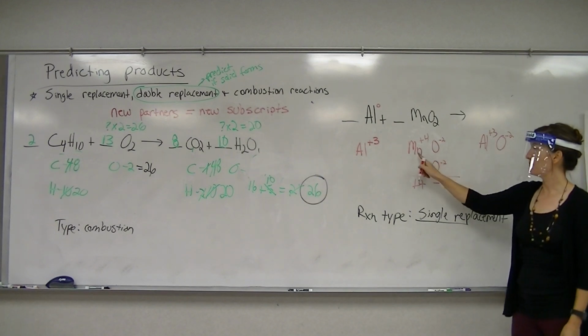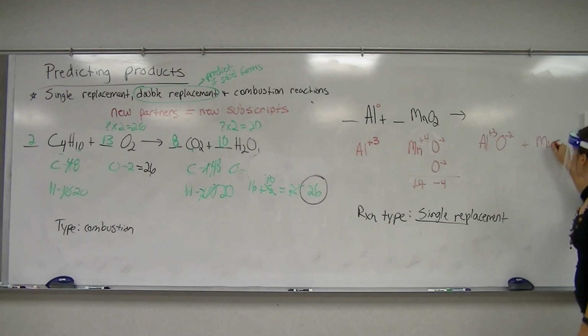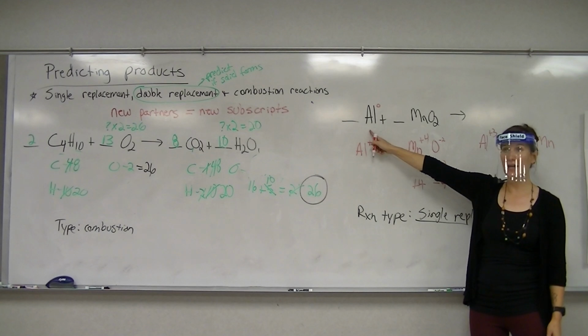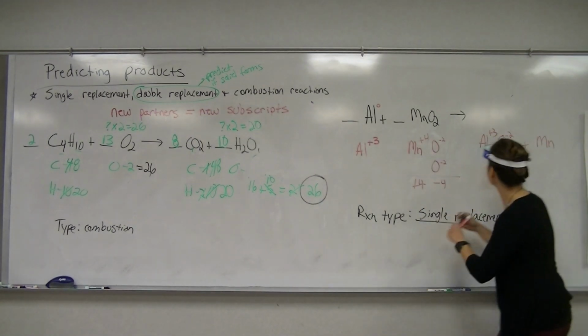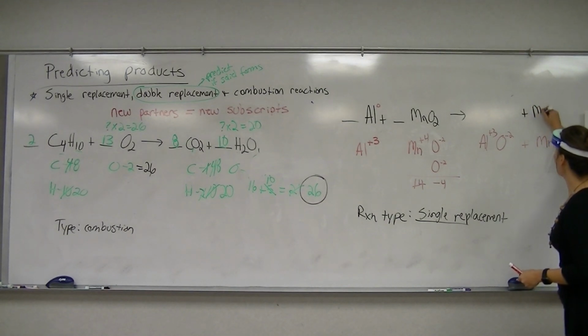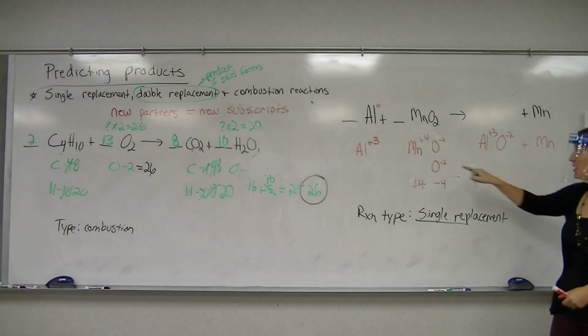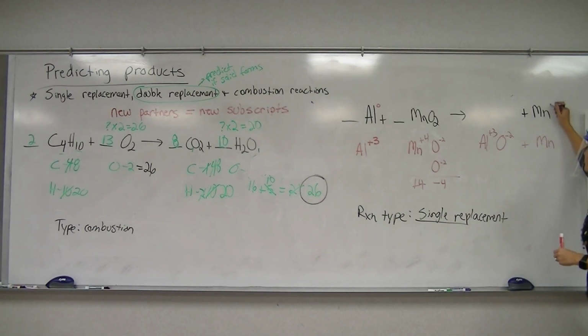And that's going to mean that manganese is going to be by itself. And when manganese is by itself, just like when aluminum was by itself, we don't write a charge on it. So for one of the final products, it's just Mn. That's it. We're not going to put a +4 because it only has a +4 when it's in a compound. Okay, so it's actually neutral when it's by itself.